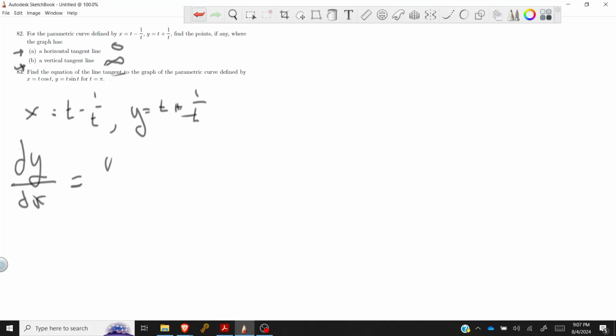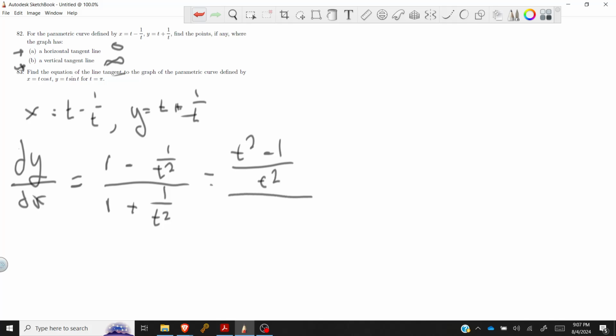So let's take the derivative. It's going to be derivative of y is 1 minus 1 over t squared. Derivative of x is 1 plus 1 over t squared. Let's simplify the numerator and denominator. We're going to get t squared minus 1 over t squared and t squared plus 1 over t squared. These cancel out and we're left with t squared minus 1 over t squared plus 1.